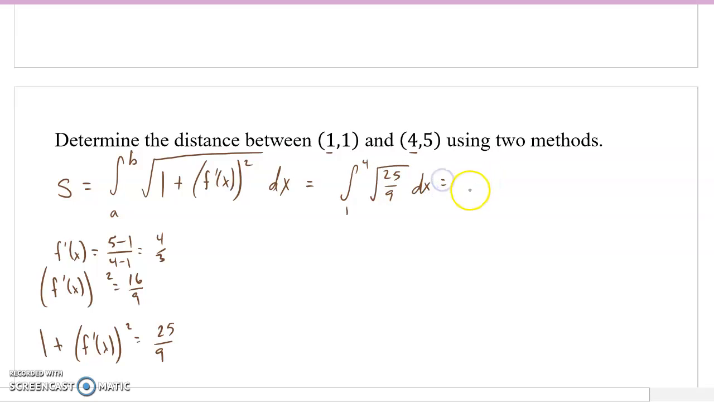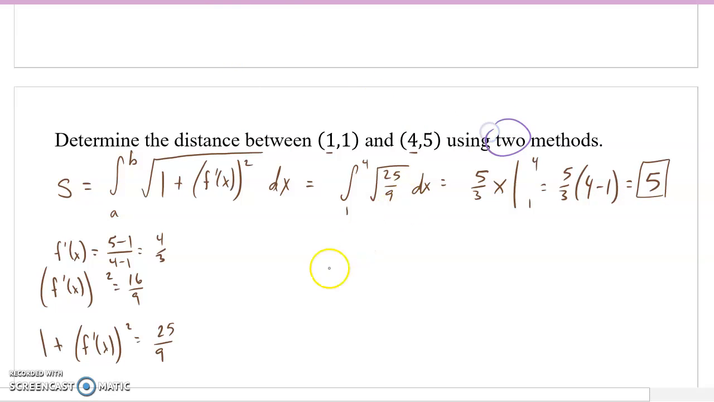Well, that's a constant. Not only that, it's a perfect square constant. Square root is 5/3. Integrate that, we get 5/3 x. Evaluate that at 4 and at 1. So 5/3 times 4 minus 1 is equal to 5. All right, well, that's not so bad, but it was a little bit weird.